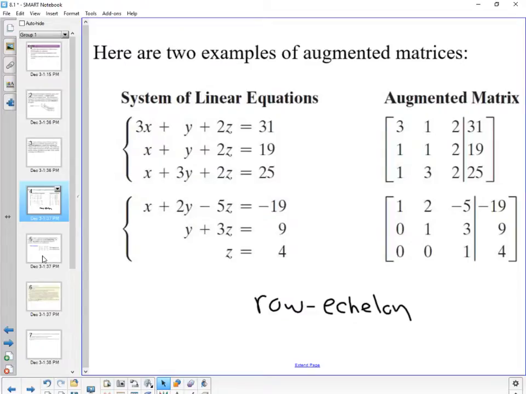Alright, so we're good with this slide? No, hold on. Not yet. When there's a diagonal row of ones and then there's zeros. Yeah, like that one.